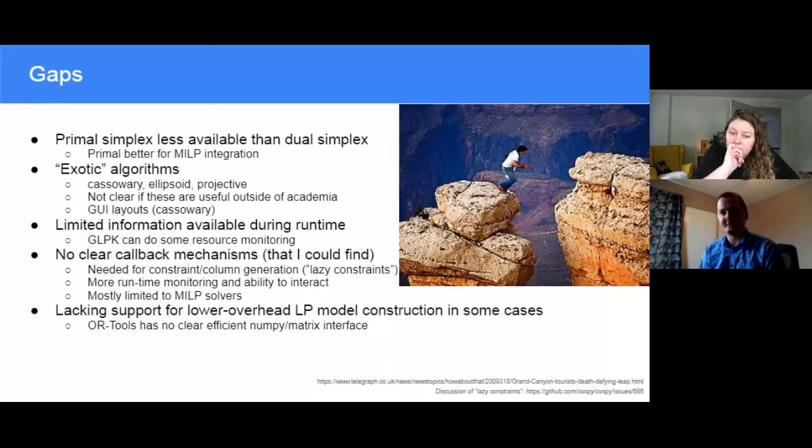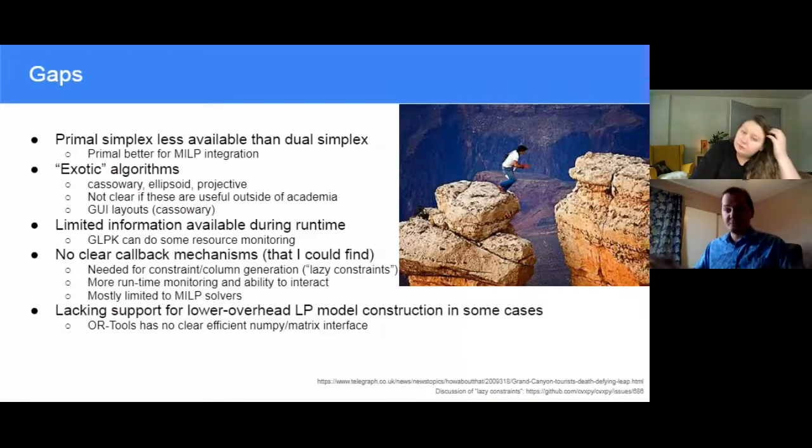There's also limited information available during runtime, and that's related to the fact that there aren't a lot of clear callback mechanisms. After each iteration, you might want to run a callback function to get some information. And that's needed for solving super large problems, using something called constraint column generation, or I've heard people call them lazy constraints. There would also be more runtime monitoring ability to interact. We're also lacking support for some lower overhead LP model construction. In some cases, OR-Tools has no clear, efficient NumPy interface to it.